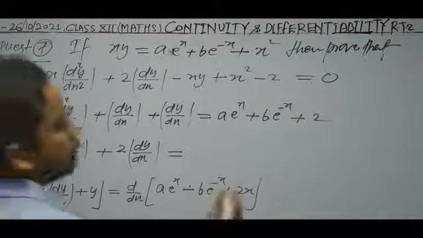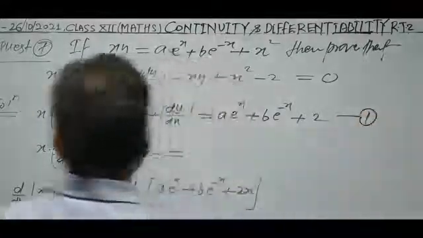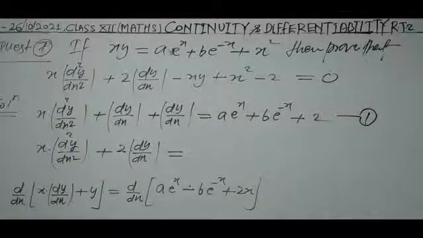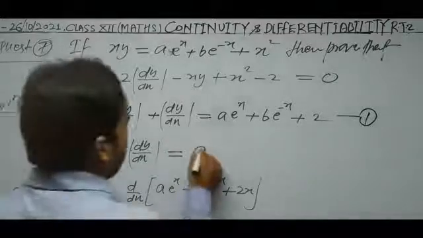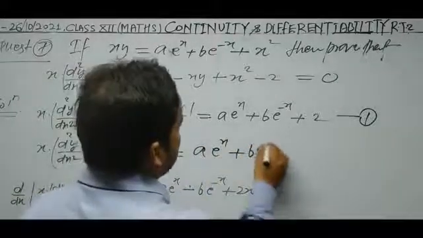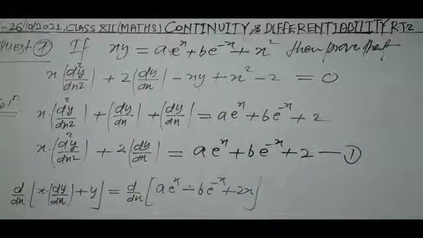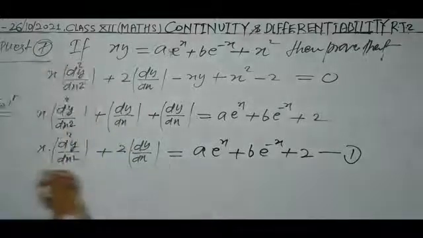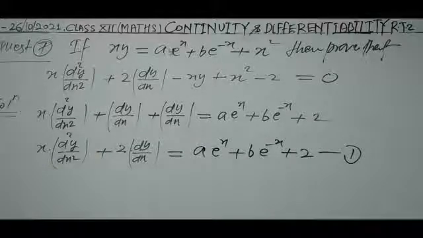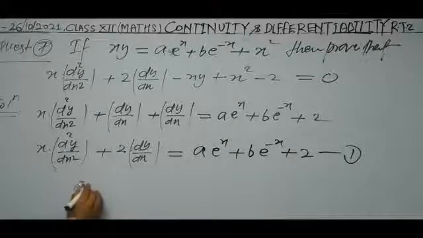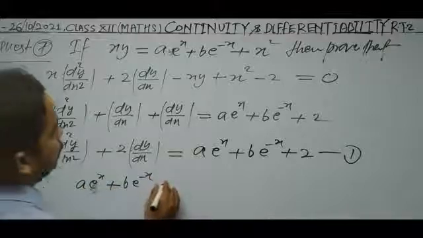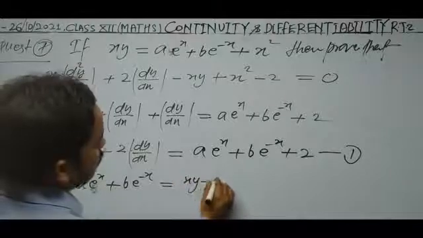Suppose this is equation 1. This is equation 1, or I am writing here a times e to the power x plus b times e to the power minus x plus 2. Now from the main equation we can write, since a e to the power x plus b e to the power minus x is equal to xy minus x square.